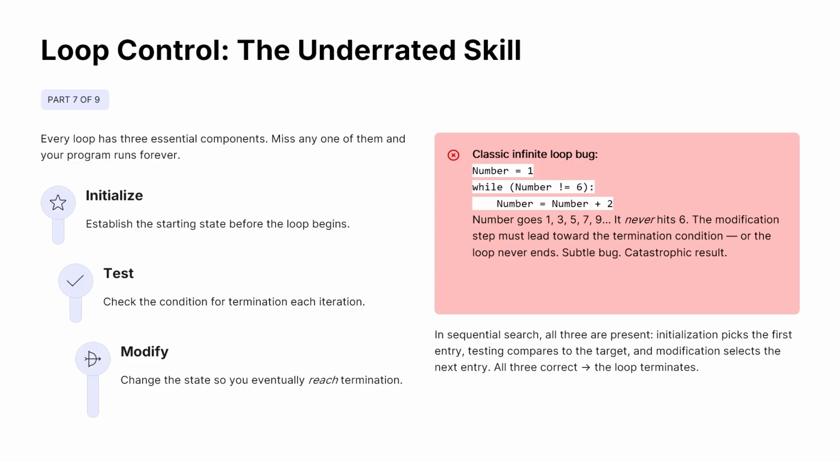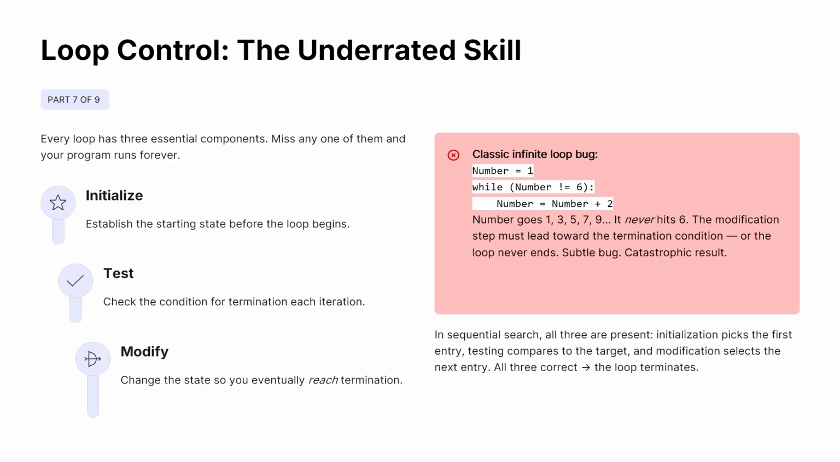The termination condition is number equals 6, but number starts at 1 and increments by 2, so it goes 1, 3, 5, 7, 9. It never hits 6. The loop runs forever. A subtle bug. A catastrophic result. The modification step has to lead toward the termination condition.